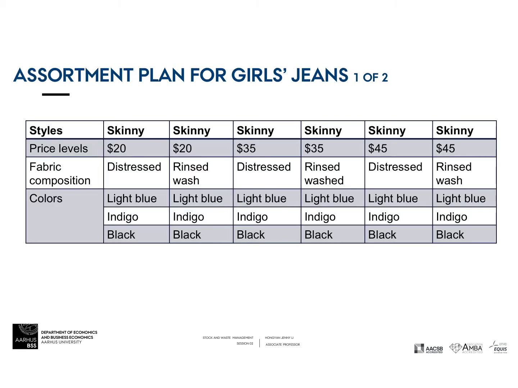So here is a textbook example about an assortment plan for girls' jeans in a shop. Now you can see you can distinguish the SKUs for the styles, price levels, fabric, and then colors. In these two slides, you can see a skinny style and a bootcut style and different price levels and so on. That actually means in each assortment you may end up with many different SKUs.